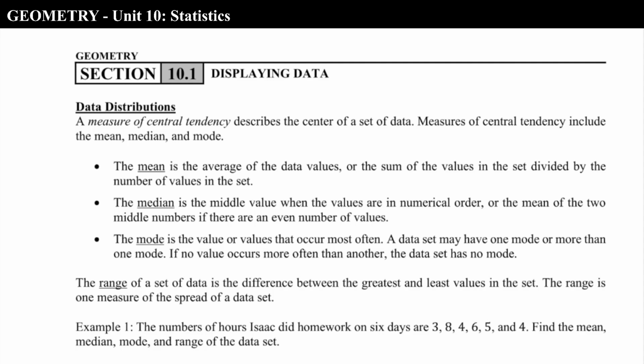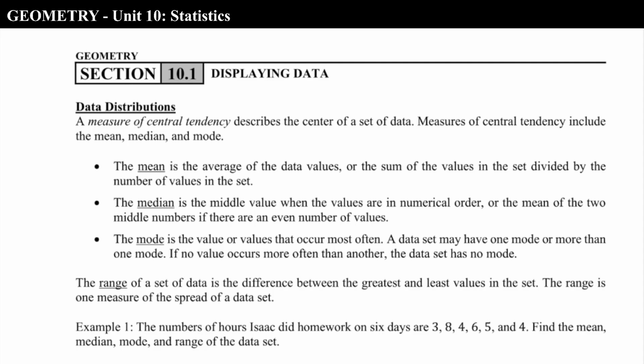A measure of central tendency describes the center of a set of data. Measures of central tendency include the mean, median, and mode. So the mean is probably the one that you are most familiar with. The mean is the average of the data values, or the sum of the values in the set divided by the number of values. Okay? You've probably worked with averages quite a bit. The mean is another word for average.